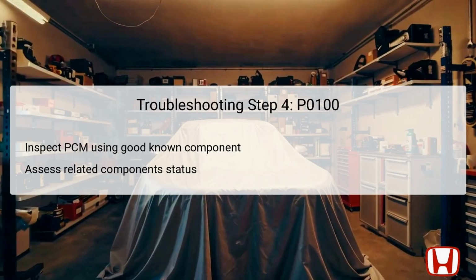The final step necessitates an assessment of the powertrain control module, PCM, especially if previous tests yielded normal conditions for other items. First, check the PCM for any faults or irregularities, which can be determined by replacing it with a known good unit to evaluate if the DTC P0100 reappears. If the problem resolves with the new PCM, the original unit requires replacement.